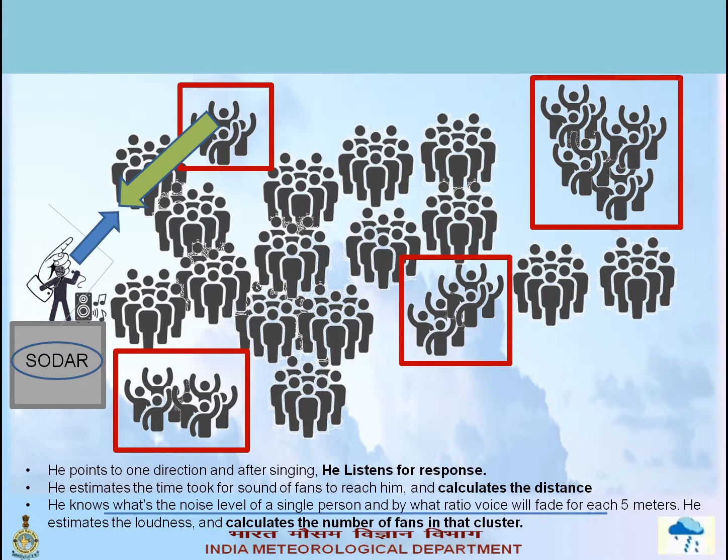Now third, he knows at what rate the sound is supposed to fade per 5 meters, or let's say 5 or 10 meters or anything. So once he knows the distance, he can estimate.